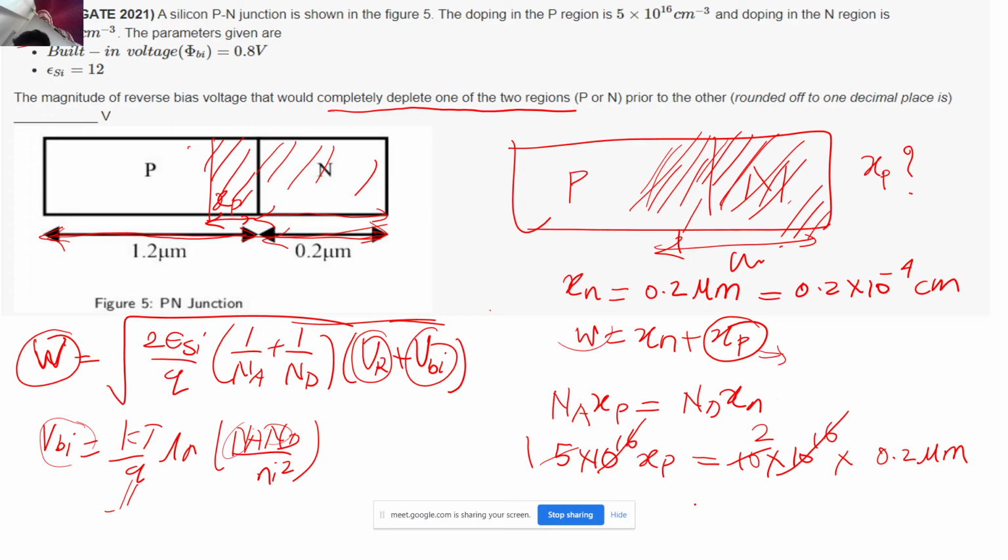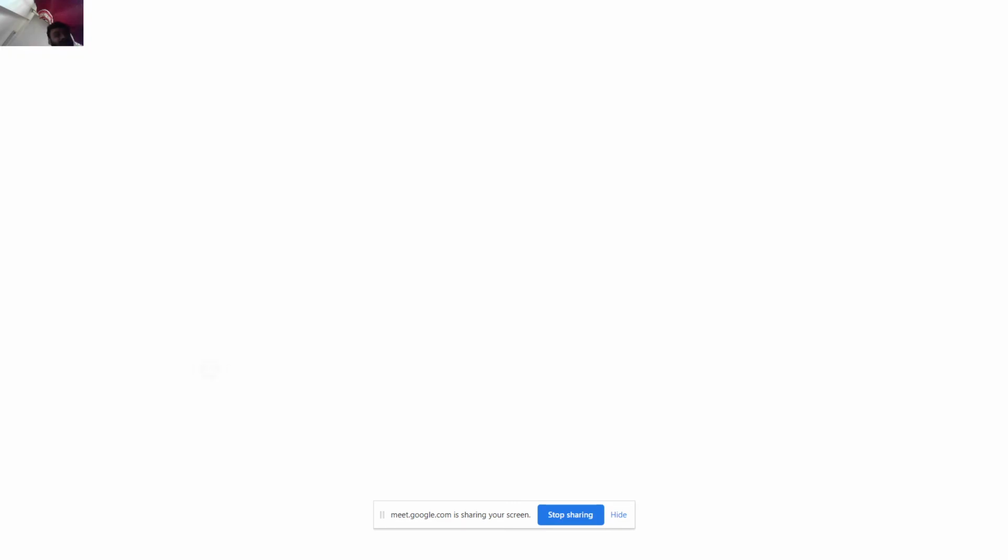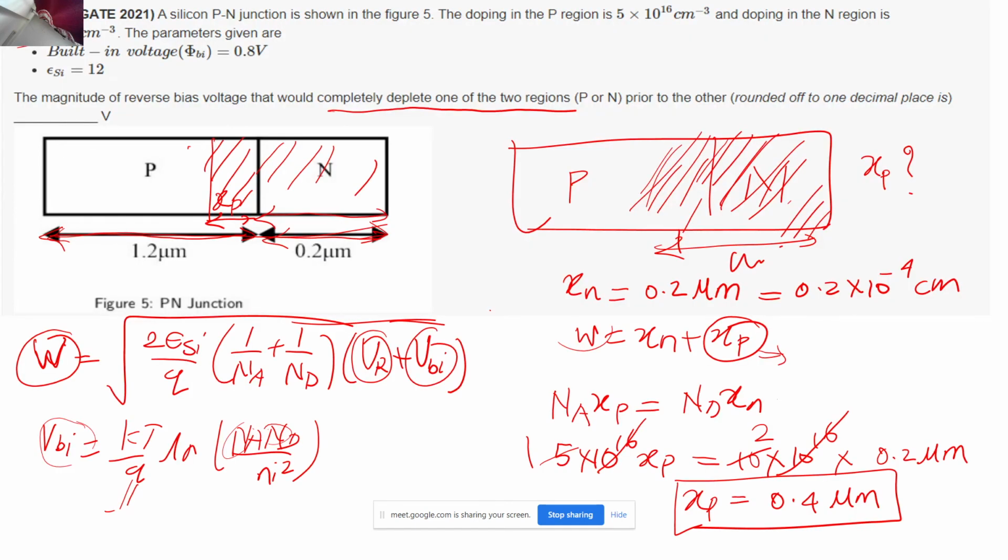Now the width of the depletion region is xp plus xn. So this is 0.4 plus 0.2, so W will come out to be 0.6 micrometers. If I write it in centimeters, this will be 0.6 into 10 to the power minus 4 centimeter. This will be the value of W that I will be using now in equation number 1.